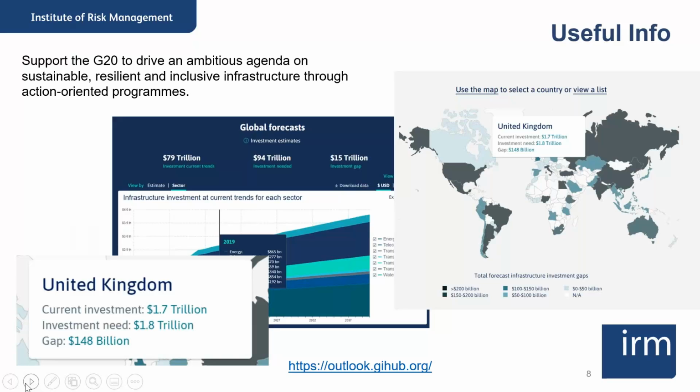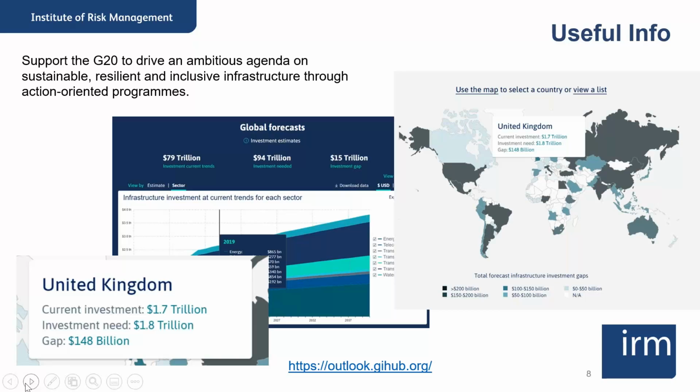And this slide, we've used this for quite a while now on some of our webinars, and it's a really useful tool for anybody in the construction industry or the infrastructure industry. The website, which is listed below, outlook.gihub.org, is a group that's been set up to support the G20, driving an agenda of sustainable, resilient and inclusive infrastructure. And what it does is it gives you global forecasts on the current levels of investment within infrastructure across the globe in all sectors, and also its view of what investment is needed within those sectors across the globe.